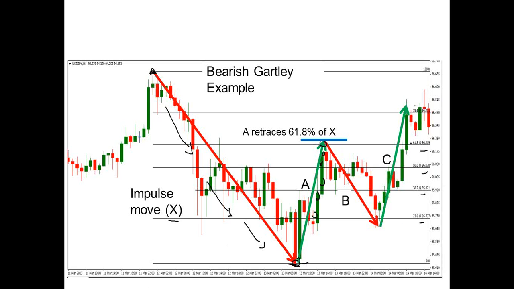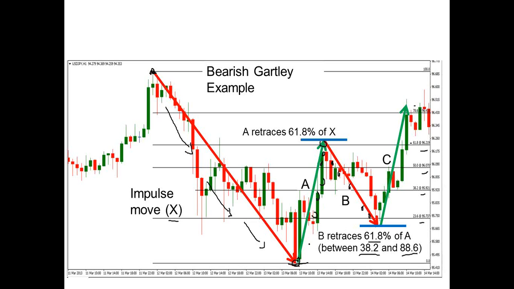From there, you need the B. When the B starts to retrace down, you see that A starts to break apart into a series of lower highs and lower lows. And B needs to retrace to between 38.2 and 88.6% of A.